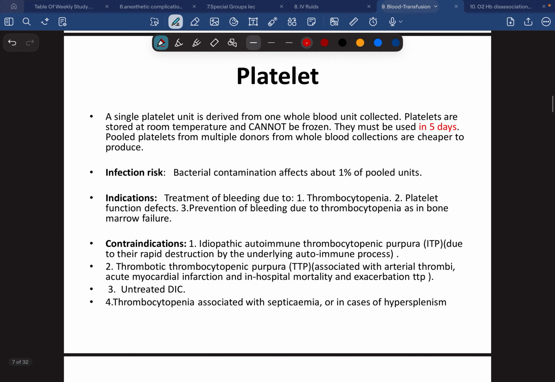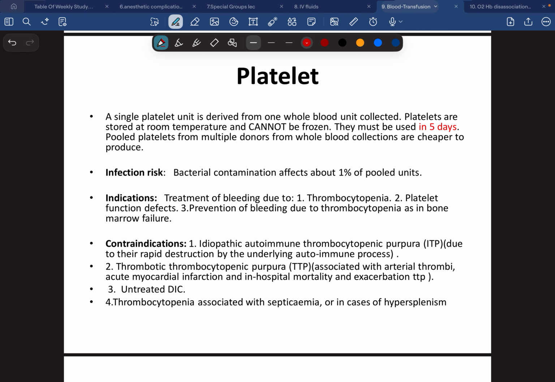Platelets. We now have multi-donor pools. This is the most common one, and these are cheaper to produce. They still carry a bacterial contamination risk. Indications of treatment are different. Some would delay the treatment with platelets till the end, when there are no other resources, because you need to manage the underlying cause first. And this is where the contraindications come from.